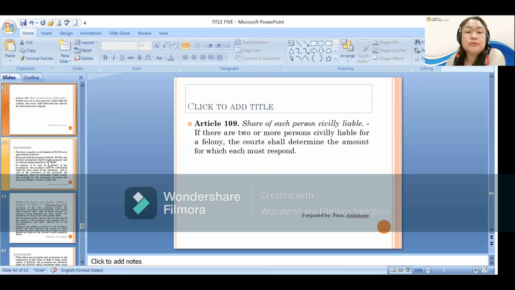So Article 109 provides that if there are two or more persons civilly liable for a felony, the court shall determine the amount for which each must respond.